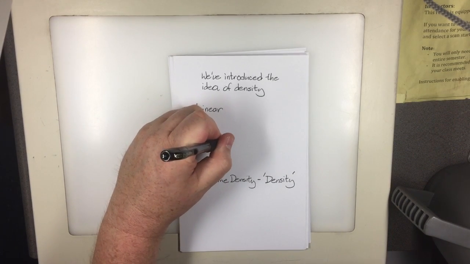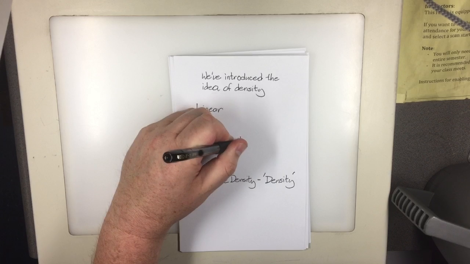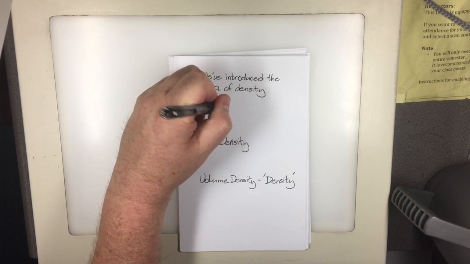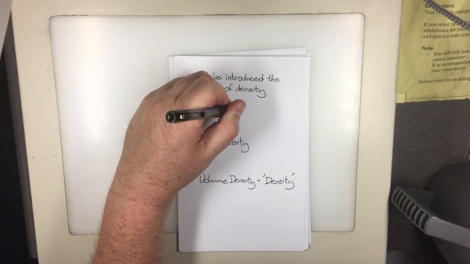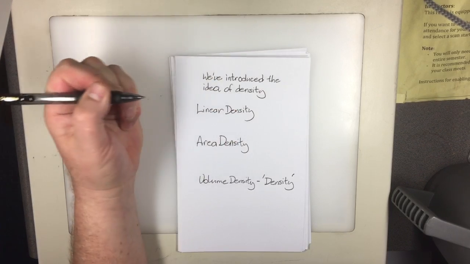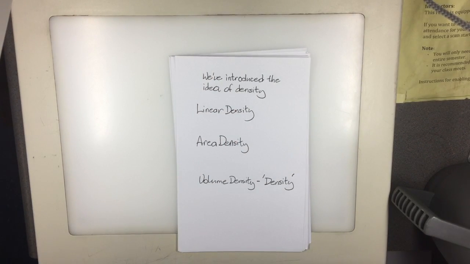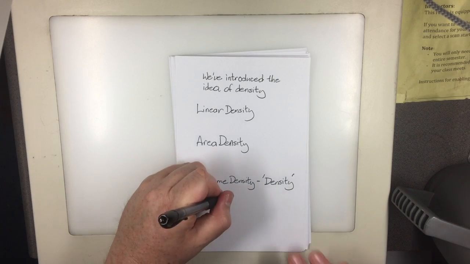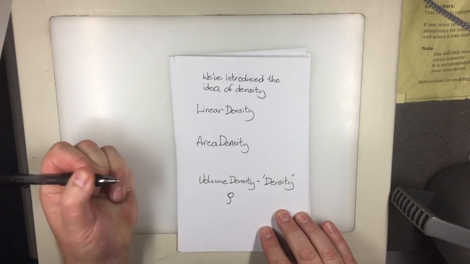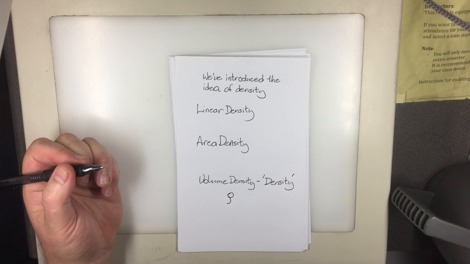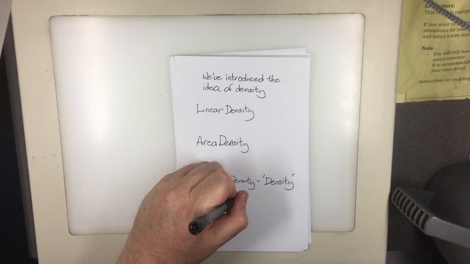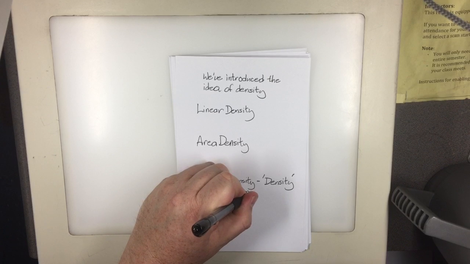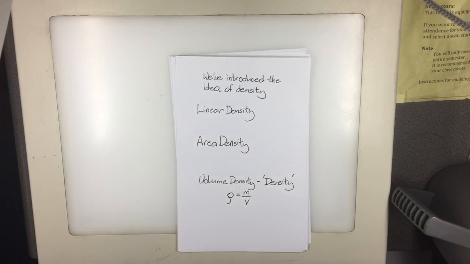Area density and linear density are just mentioned as linear density and surface density. Now, volume density, we're all familiar with that. Volume density is listed as rho, and it has mass over volume.